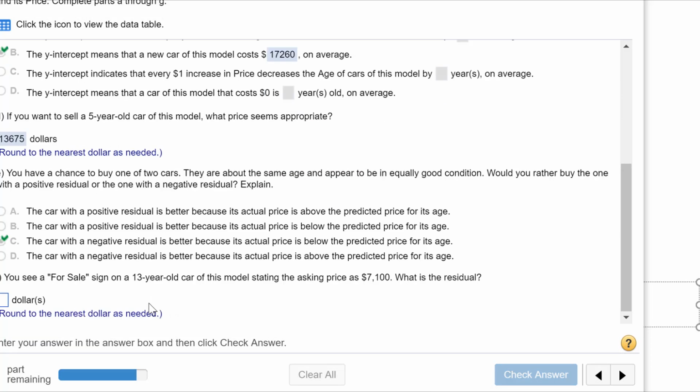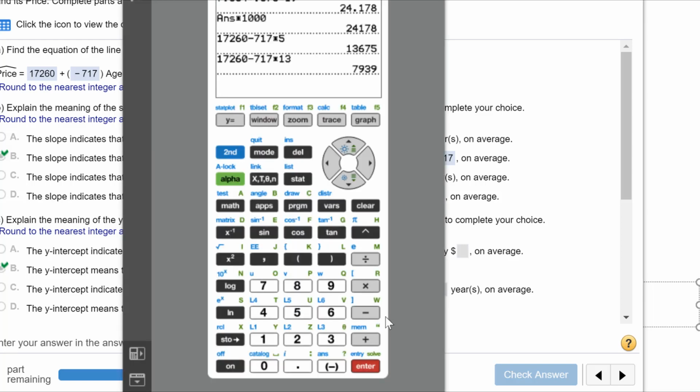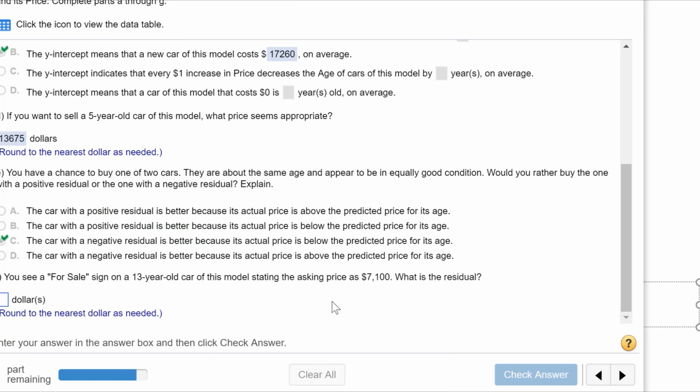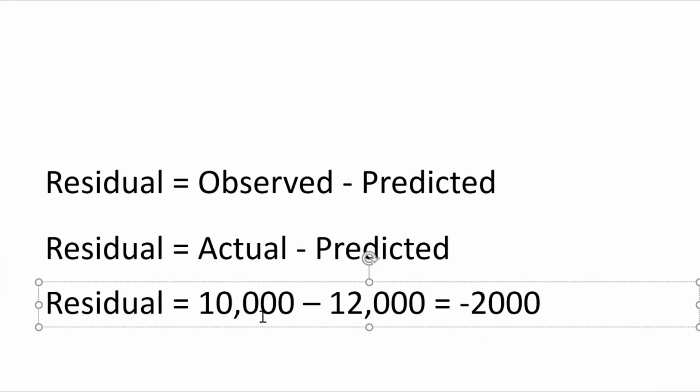So you see a for sale sign on a 13-year-old car of this model, stating the asking price is $7,100. What is its residual? First look at the actual price and the predicted price for a 13-year-old car. So let's use our model. The predicted price would be $7,939. And its actual price is $7,100. So remember, the residual is the actual minus the predicted.